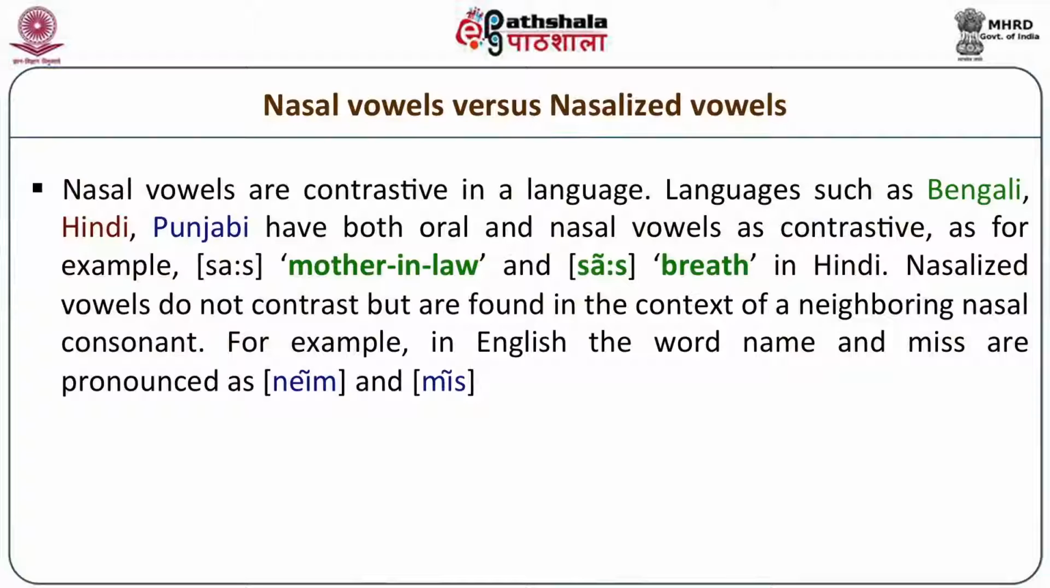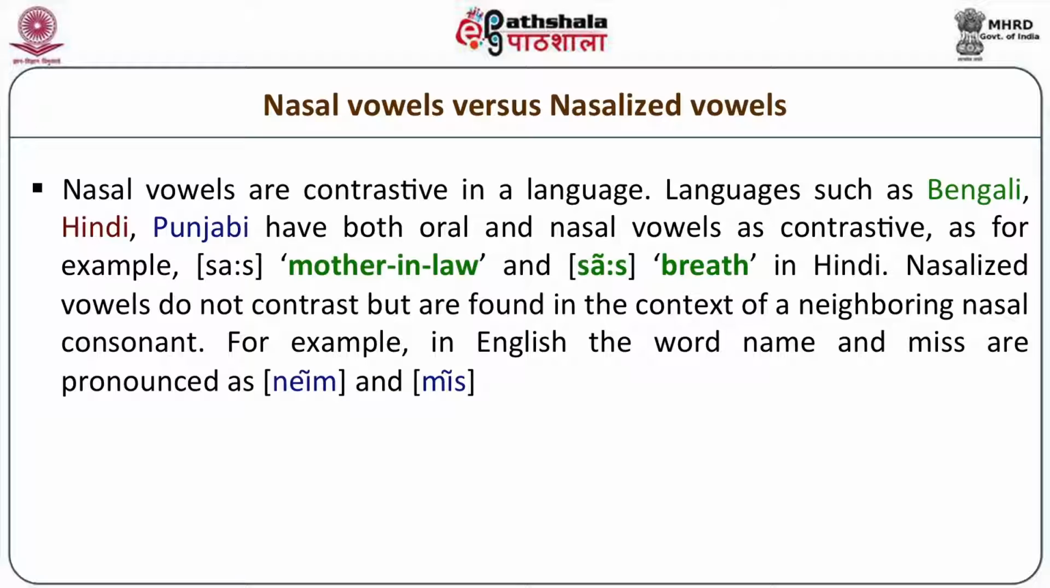For example, in Hindi, the word saas, which means mother-in-law, is contrasted with the word saas, which means breath. There are many other words which show the contrast between other nasal vowels such as E and E, U and U, A and A, etc. Nasal vowels are also found in some of the European languages as contrasting sounds, such as French.